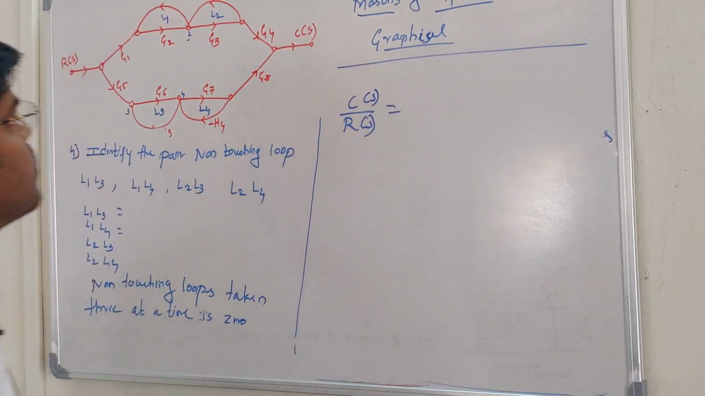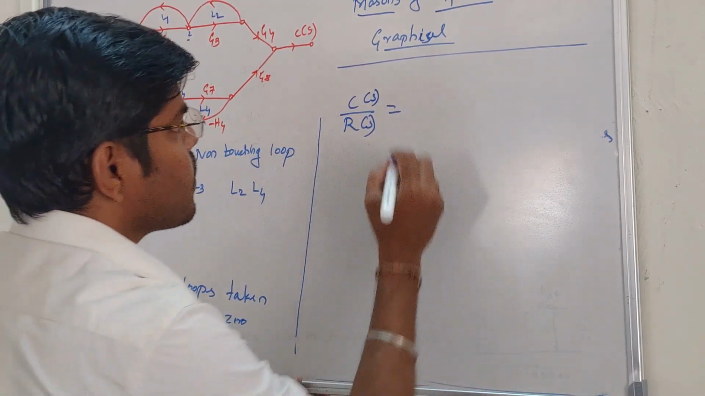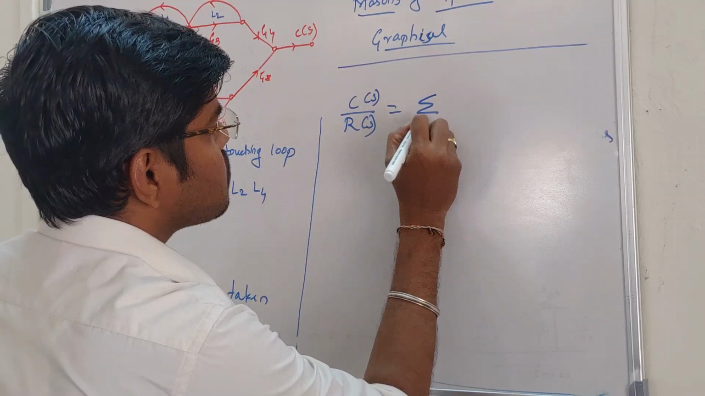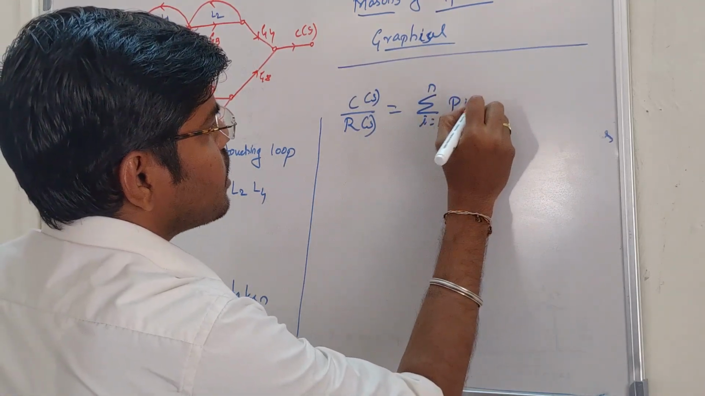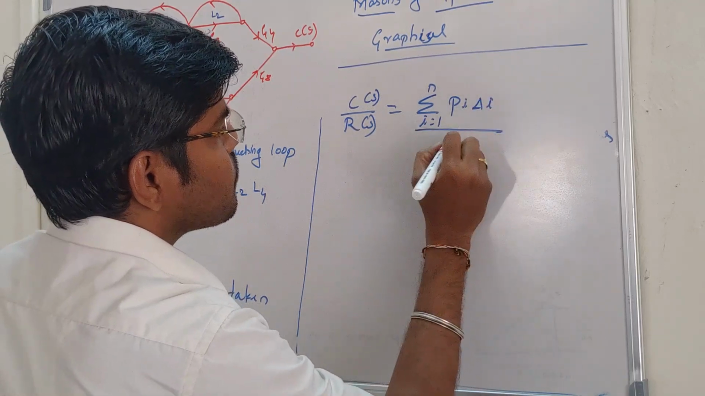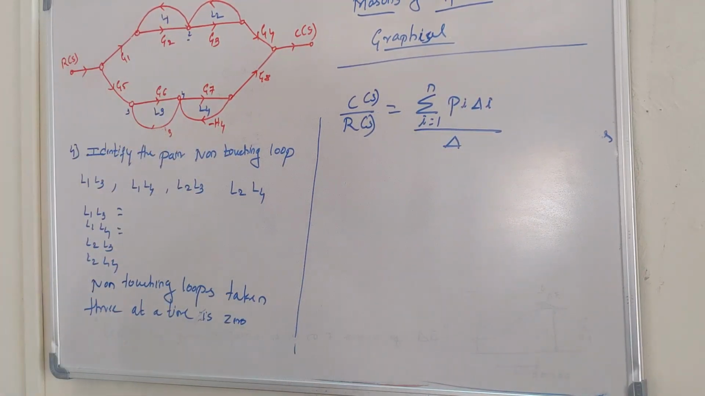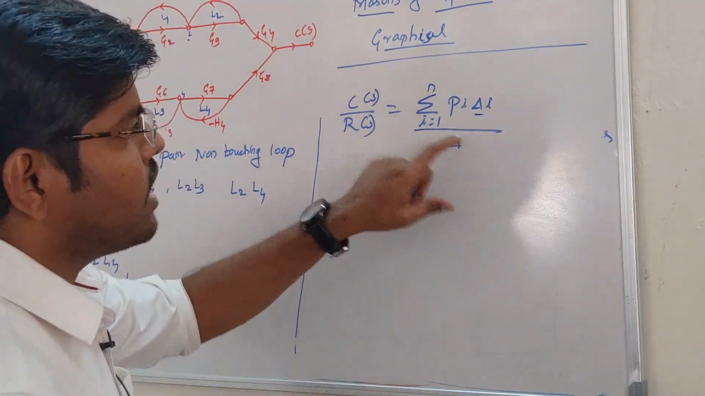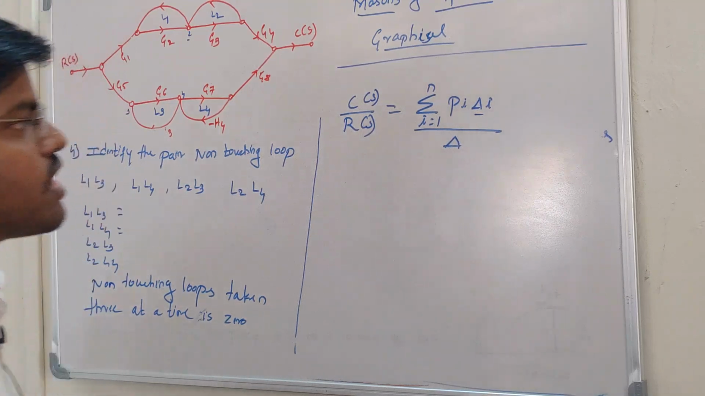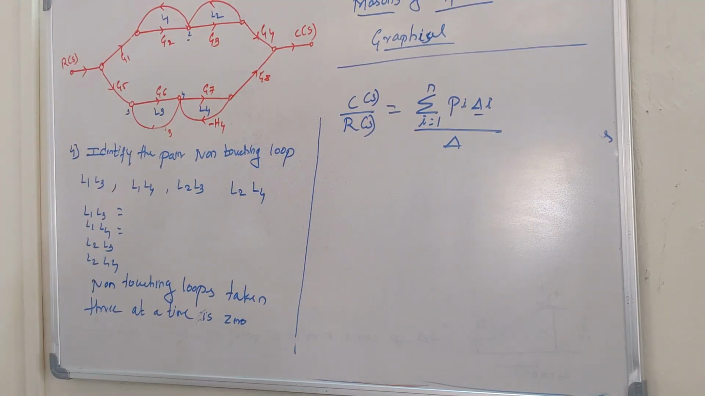Mason's gain equation for the transfer function is given by C of S divided by R of S, Laplace transform of output of the system to the Laplace transform of the input system, is given by summation of i equals 1 to n, Pi into delta i divided by delta, where Pi is the ith forward path, delta i is the determinant for ith forward path, and delta is the complete determinant of the signal flow graph.